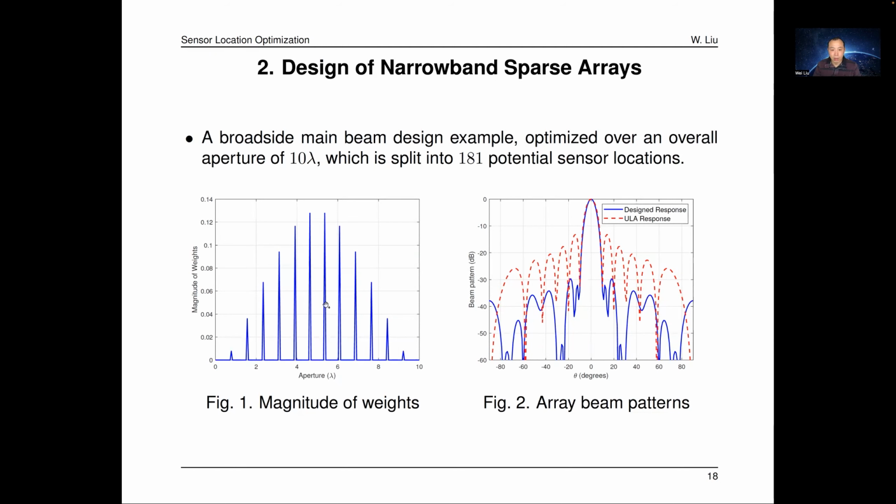And then you consider this 10 lambda. If you do a uniform linear array with lambda over 2 spacing, then you will have 21 sensors. But here we only have 12 sensors. And here's a comparison of this beamformer response. This blue line is for the design response with these 12 sensors, and this dashed line is for the ULA case, the uniform linear array with 12 sensors. You see the side lobe. Because of the extra spatial degrees of freedom, the side lobe of the designed sparse array is much smaller than the uniform linear array.